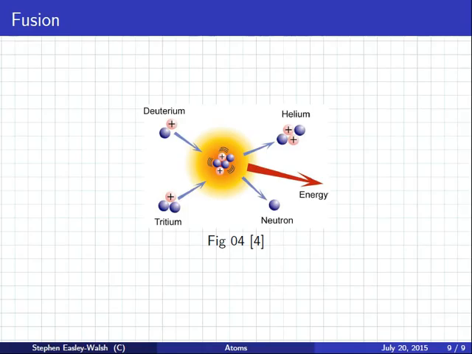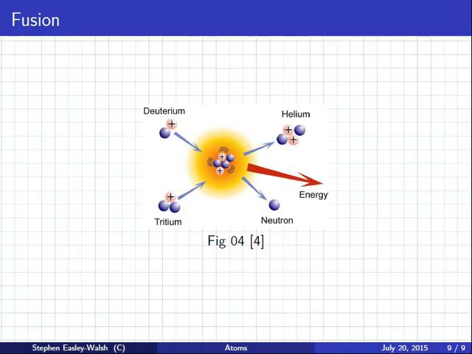Nuclear fusion. This process is 100% safe. There is no chain reaction like in the last example. This process only continues as long as the lasers are turned on. If you turn the lasers off, then it stops. So nuclear fusion is 100% safe.